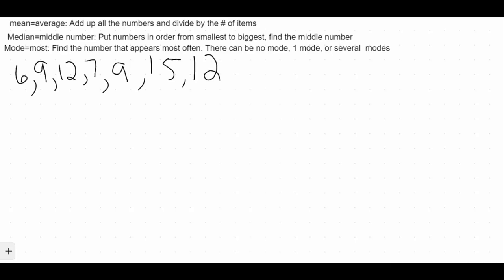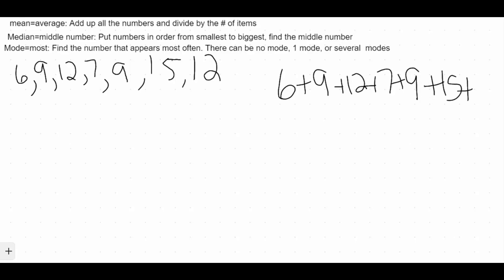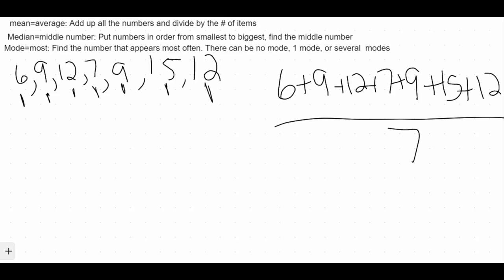So taking a look at the list that I have on the screen, what we would have to do is add up all of these numbers. So literally take 6 plus 9 plus 12 plus 7 plus 9 plus 15 plus 12. And then we're going to have to divide this sum by how many numbers we actually have. So we have 1, 2, 3, 4, 5, 6, 7 numbers. So we are going to divide by 7.